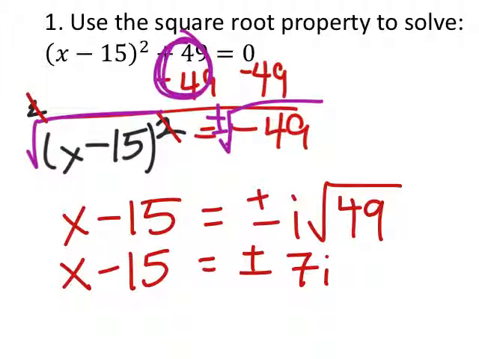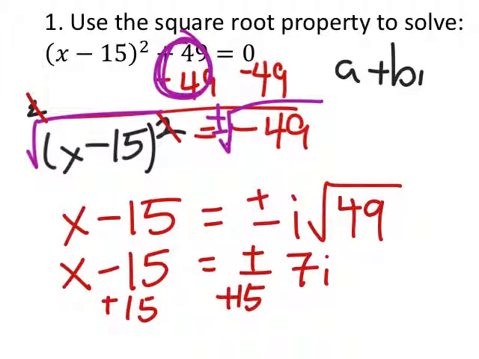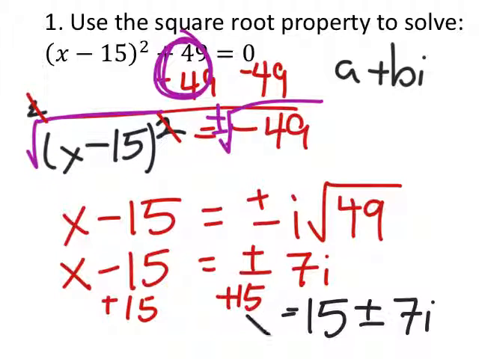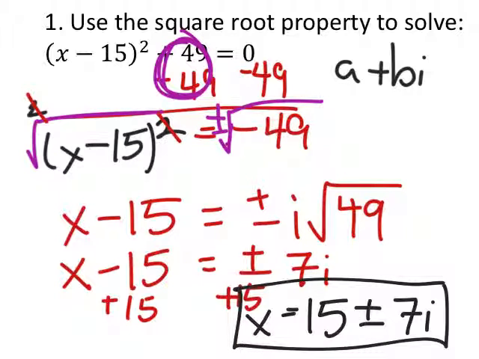And from here, we just need to add 15 to both sides. Alright, and we should write this in the form a plus bi, so that 15 is going to go in front of that plus minus. So we end up with 15 plus or minus 7i. We have two answers here, and this is our answer here. x equals 15 plus or minus 7i.